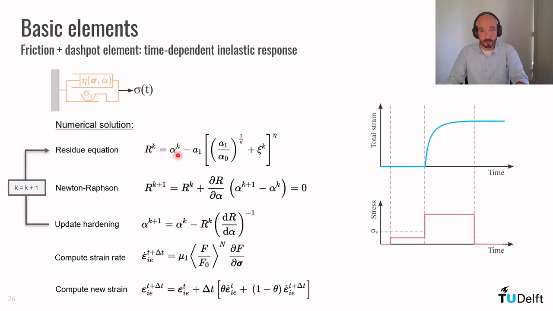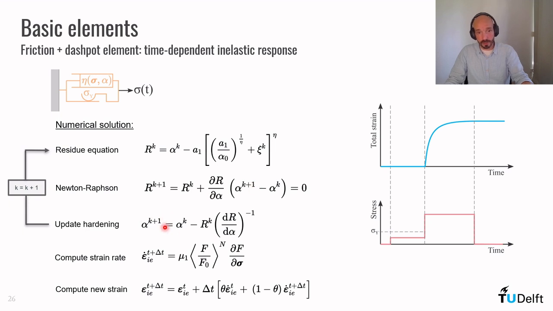Notice that although you only see alpha here, actually the accumulated viscoplastic strain also depends on the value of alpha. So alpha is also here. Okay, so to solve this problem, we use Newton-Raphson. So the residual at the next iteration k+1 equals this expression here. I make this residual 0, and I solve for alpha at iteration k+1.